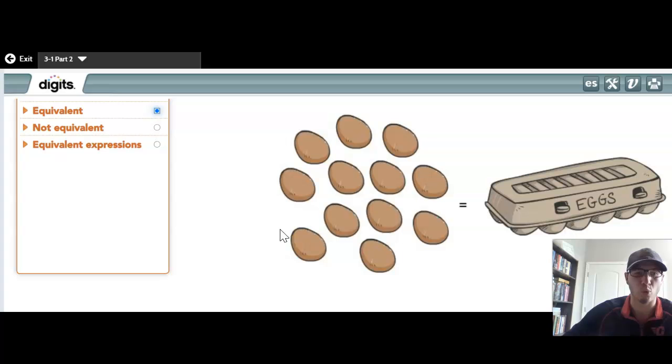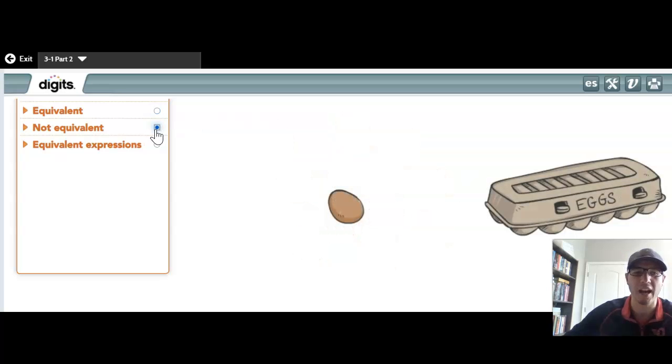Okay. An equivalent example would be 1, 2, 3, 4, 5, 6, 7, 8, 9, 10, 11, 12 eggs is equal to a dozen eggs. So this is equivalent. An example of not equivalent would be 1 egg to 1 dozen container of eggs.